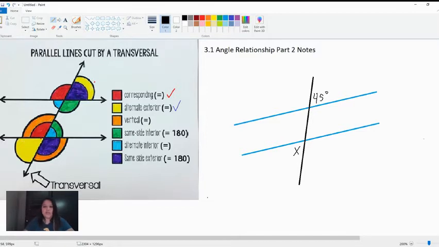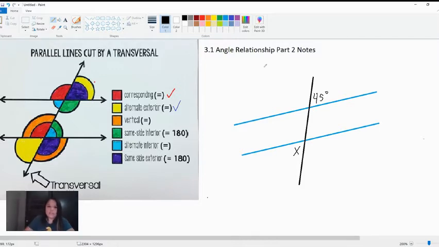Now, the first thing I want to do is think, what type of angle is this? So I'm going to look at my chart here, and I'm going to look for something that is alternating. It looks like it's alternating, it's on opposite sides, and it's exterior. So it's alternating and it's exterior. So we are going to call that an alternating exterior angle, this yellow area. See that? Alternating exterior angle.